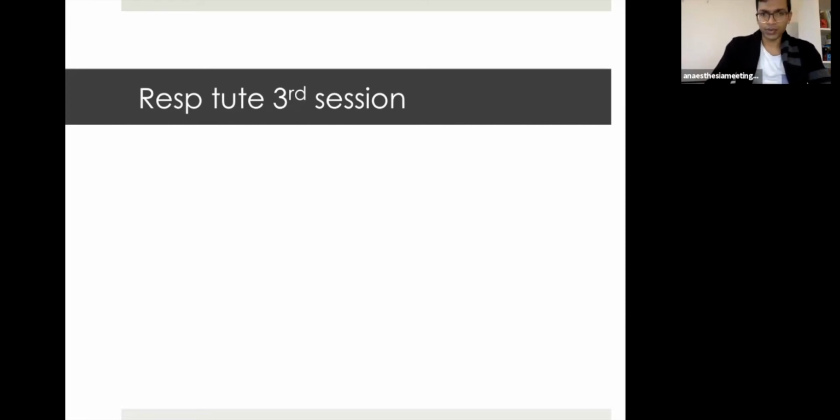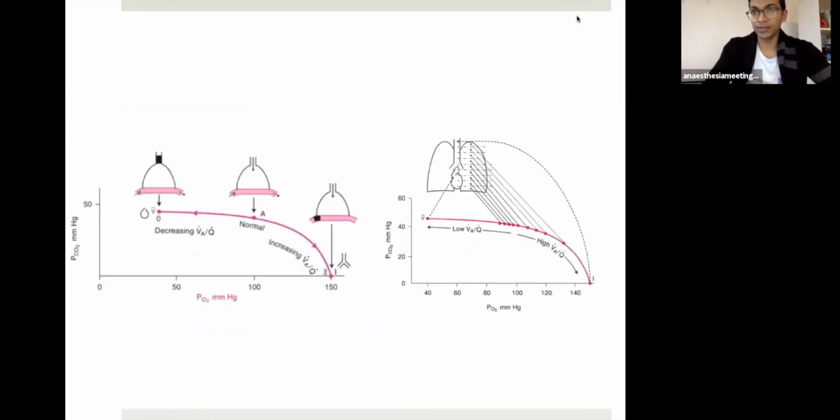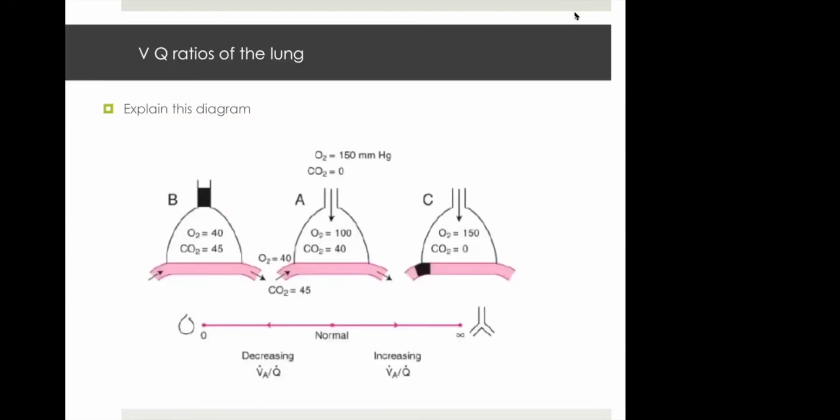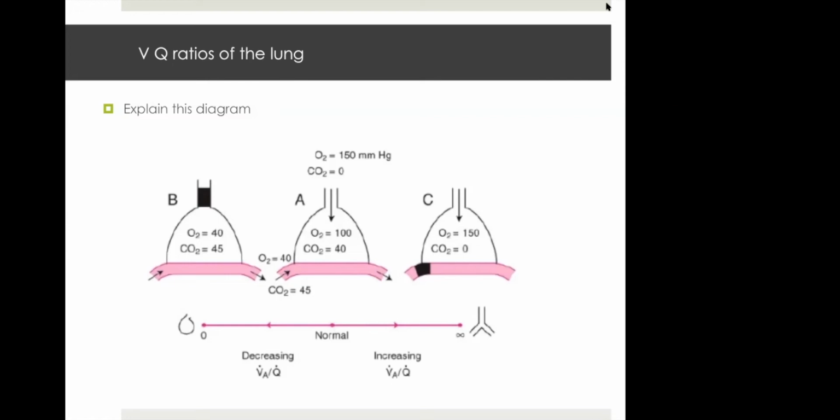Started. Dominique, do you want to just tell us about this diagram? Yeah, no worries. I haven't actually seen this diagram before, but it seems to be explaining the VQ ratios of the lung. So I'll start with the diagram in the middle, because that's diagram A. So this is showing an alveolus with a blood vessel. It's a diagram of that.